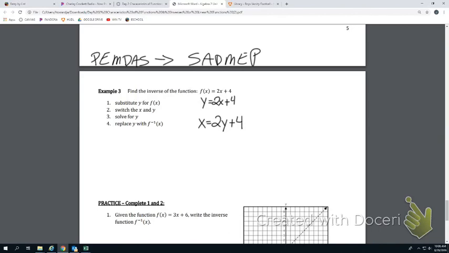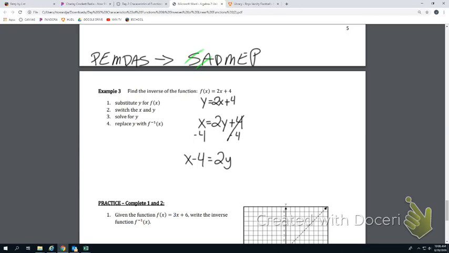Is there anything in getting y by itself? That's what solving for y means. Is there anything over here that is being added or subtracted that I need to move first? The 4. The 4 is being added. So to move plus 4, I would subtract 4 from both sides. So I now have x minus 4 equals 2y. I've done my subtract and my add.